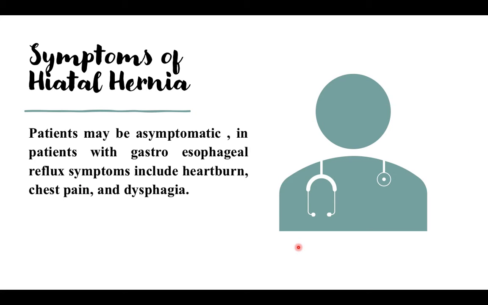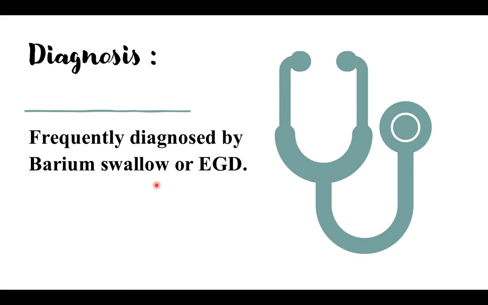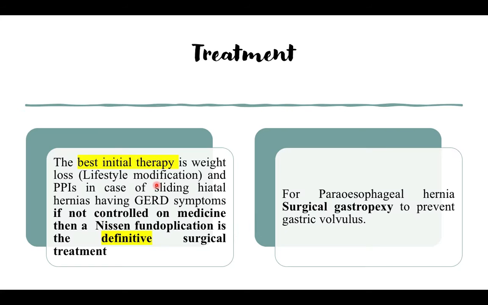Now, what are the symptoms of hiatal hernia? Patients may be asymptomatic, they're not going to present any symptoms at all. Maybe it's an incidental finding on chest x-ray. But in patients with gastroesophageal reflux symptoms, like those who are having GERD, one-fourth of patients, there you can see heartburn, chest pain, dysphagia. Now how are you going to diagnose? Diagnosis is frequently based on barium swallow or endoscopy.